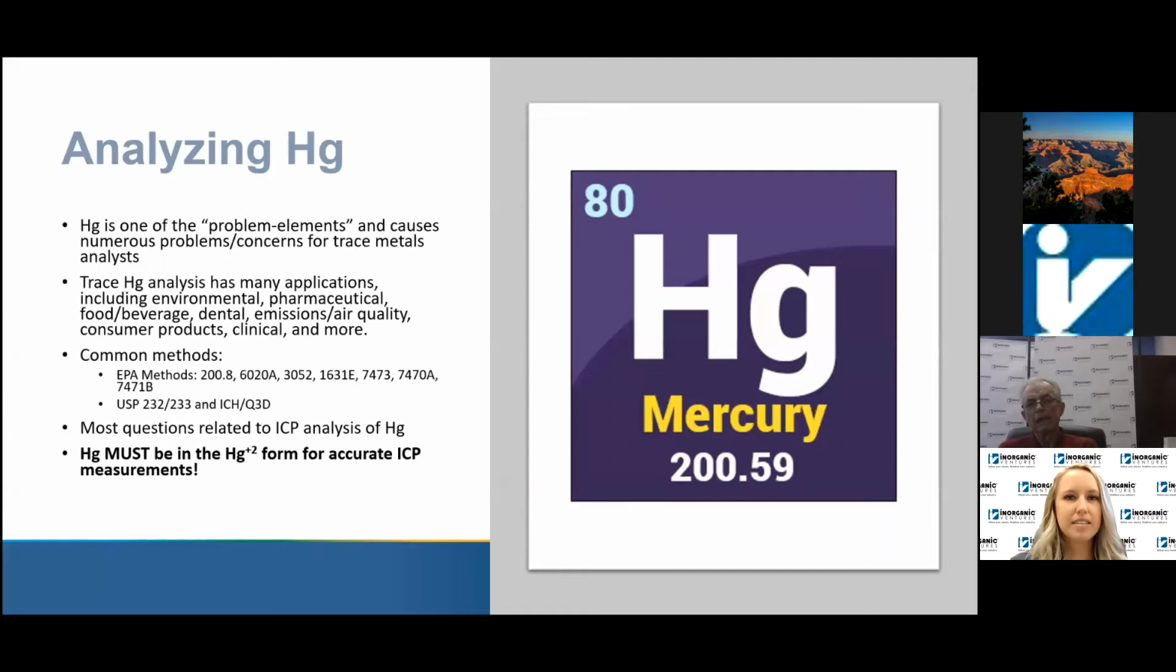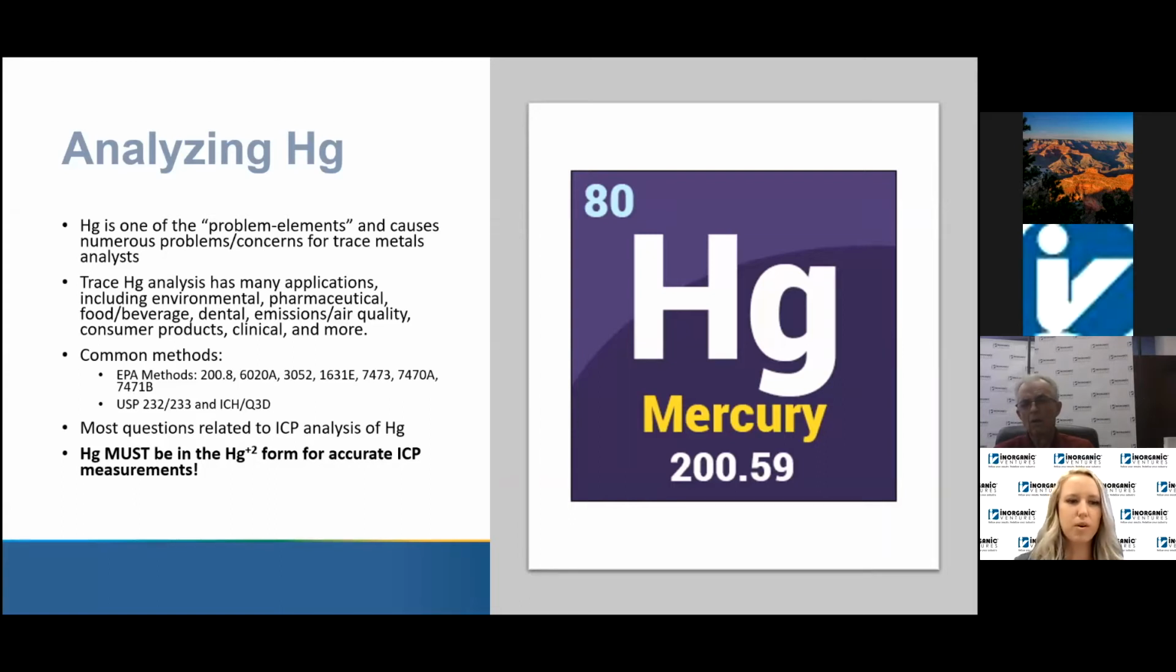So mercury is definitely one of those problem elements. Chances are if you've worked with mercury or analyzing mercury in the lab, you've run into issues at some point or another. But it is very important to still determine mercury content. It's got many different applications in environmental testing, pharmaceutical, dental, lots of different applications. So it's important to know how much mercury is in your sample for safety reasons, primarily.